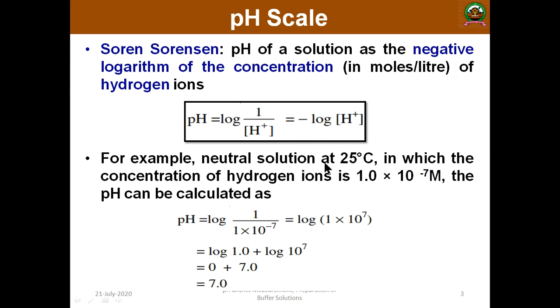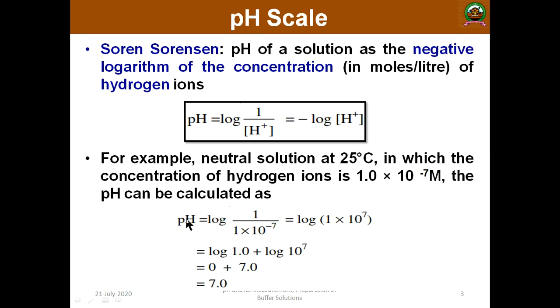Say for example, water at 25 degrees centigrade is a neutral solution, in which the concentration of hydrogen ion is 1 into 10 raised to minus 7 molar. How will you calculate the pH? Please note the question. The concentration of hydrogen ion in the case of water is 1 into 10 raised to minus 7 molar. Then how will you calculate the pH of that particular solution?